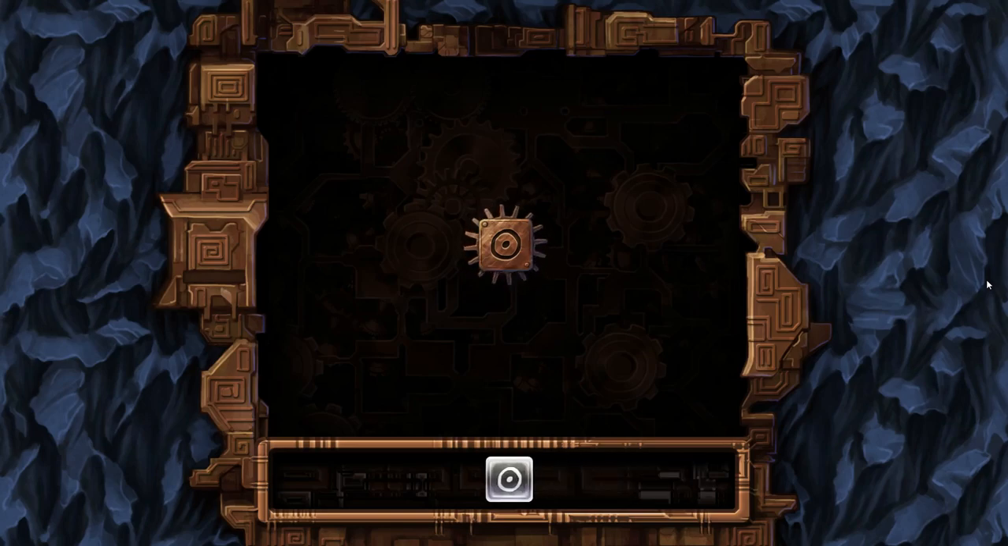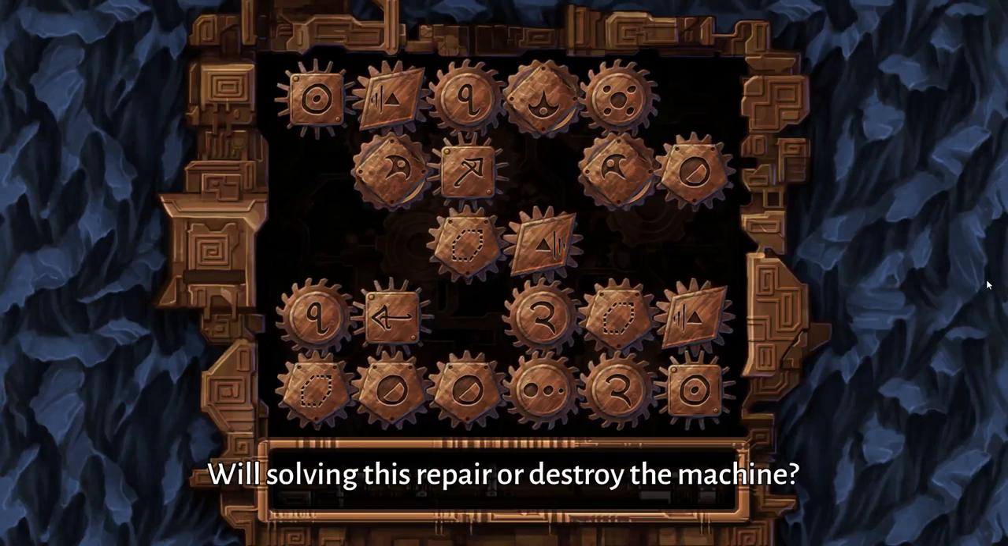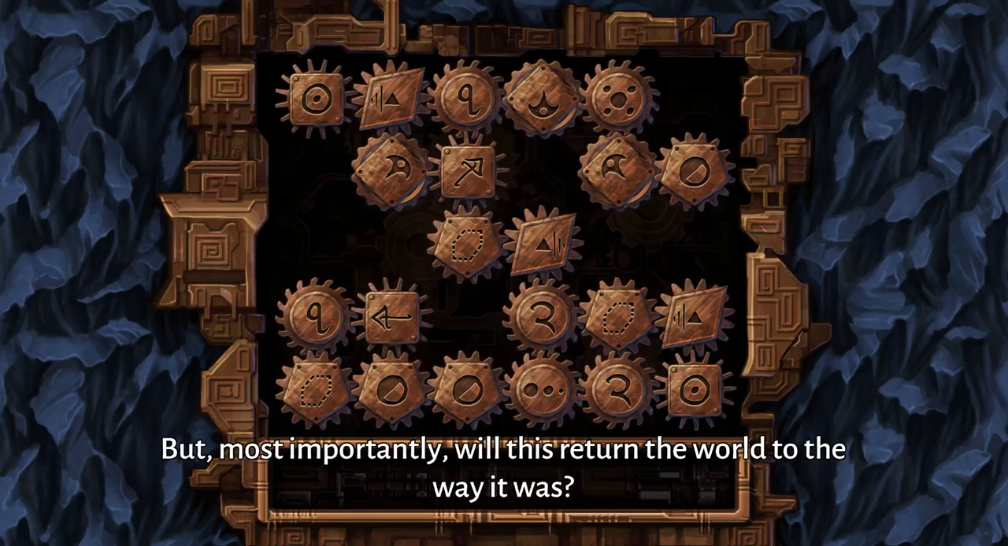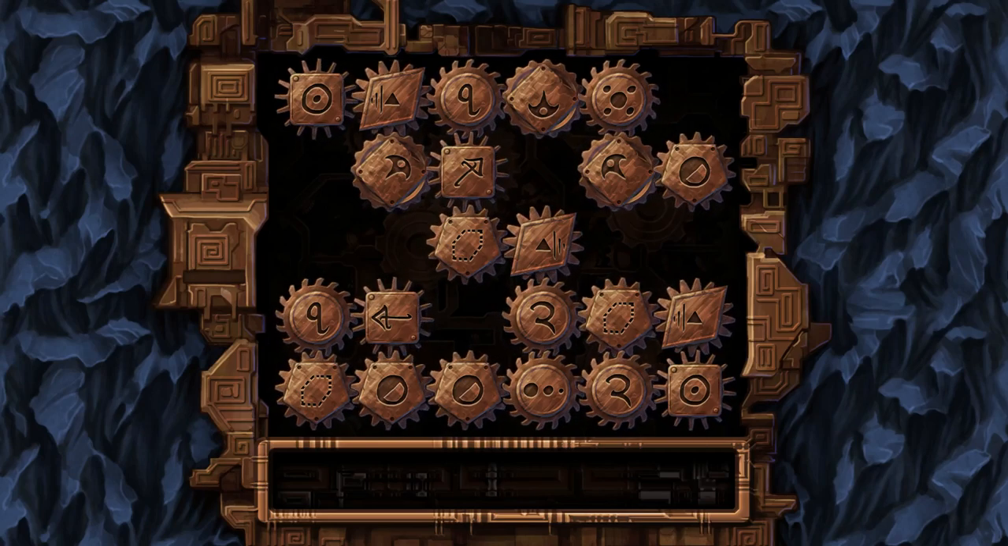Well, that looks familiar. Why are you here, puzzle? What are you showing me? This is it, the final panel. Oh? Will solving this repair or destroy the machine? But most importantly, will this return the world to the way it was? Only one way to know. Oh. Okay.